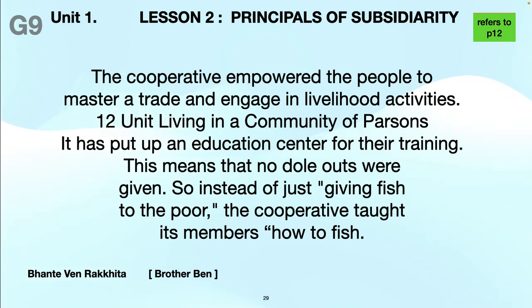The cooperative empowered the people to master a trade and engage in livelihood activities. It has put up an education center for their training. This means that no dole-outs were given. So instead of just giving fish to the poor, the cooperative taught its members how to fish.